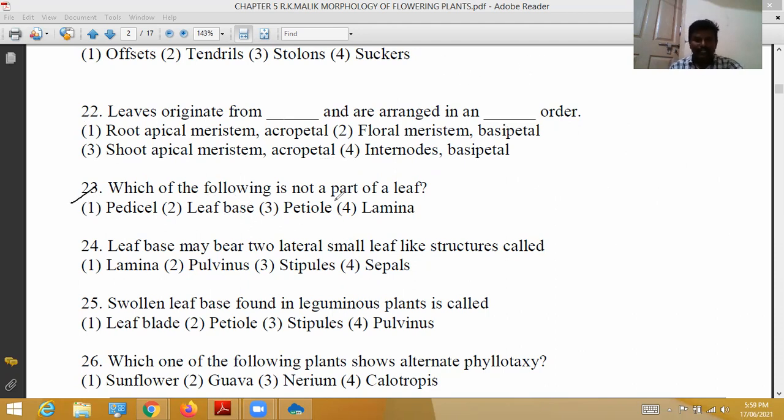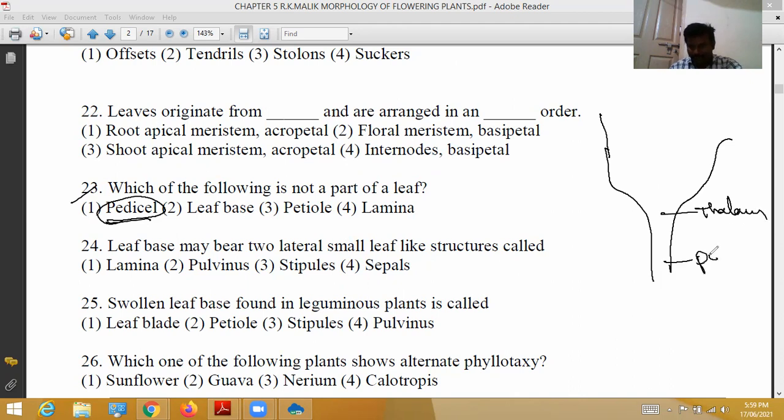23rd question. Which of the following is not a part of leaf? Pedicel. Pedicel is not a part of leaf. So then where is it? See, this is the flower part. This is thalamus. This is called pedicel. Some flowers possess a short stalk. Such flowers are called pedicellate flowers. Some flowers don't have one. Those are called non-pedicellate flowers. So it is not a part of leaf. It is a part of flower.